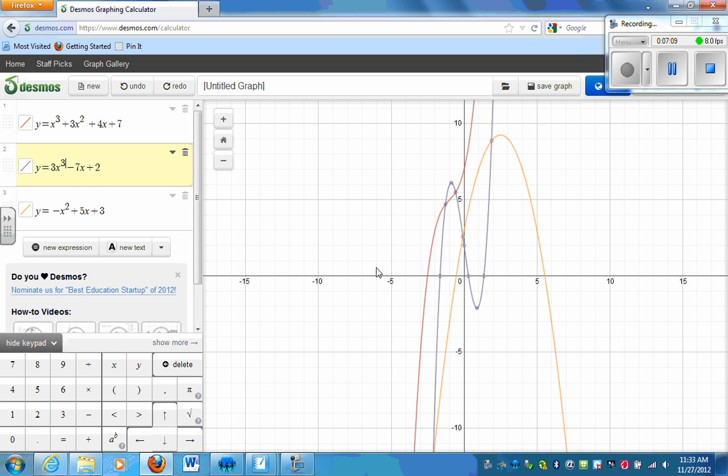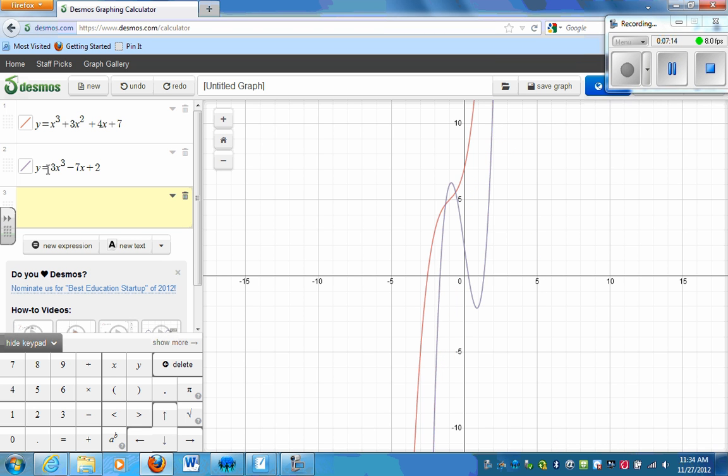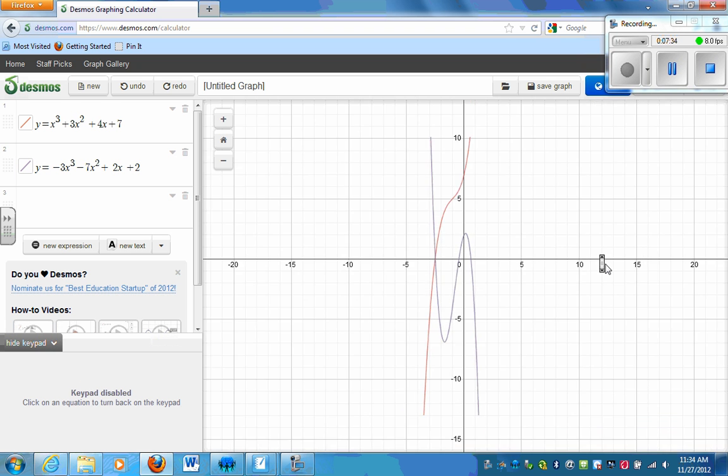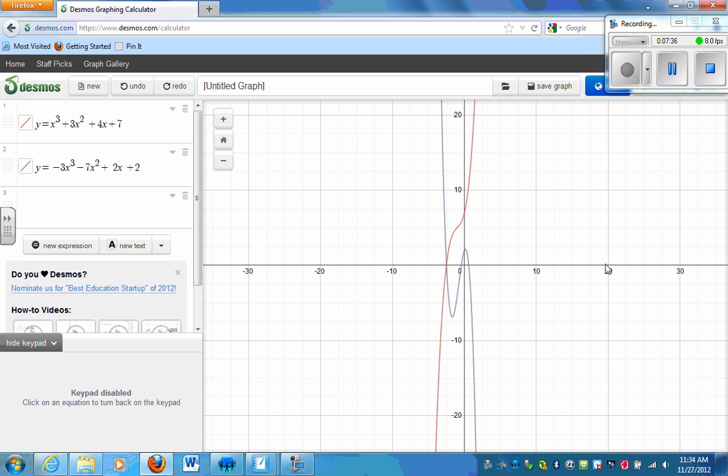So here we have a couple of graphs. Let's get rid of this graph. And let's make this negative so we can see the difference between a negative and a positive. And let's make that a squared. Okay. So looks like we have a couple graphs there. 2x plus 2. Okay. So here we have a couple cubics. I don't like my red one as much as I like the blue one.